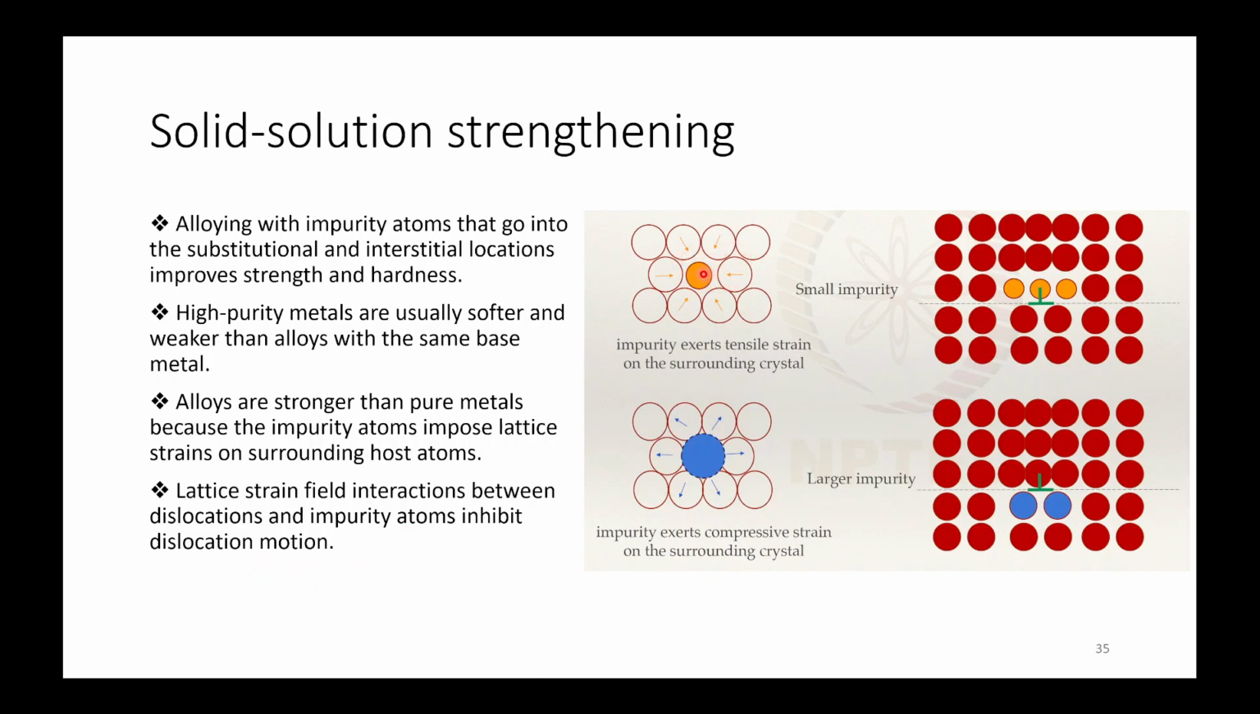Now these small atoms tend to go and sit above the dislocations, because here we saw earlier there is a compressive type of strain in this area. So if smaller atoms reside there, less compressive strain will be there, and larger atoms tend to sit below the dislocation line, so as to reduce this tensile type of strain.